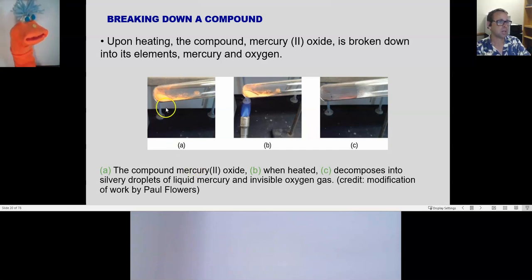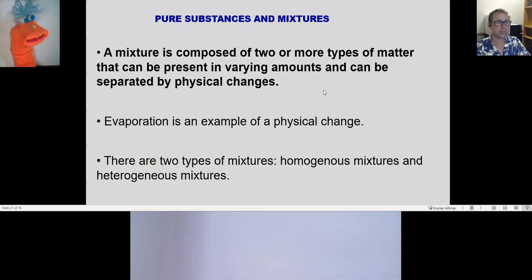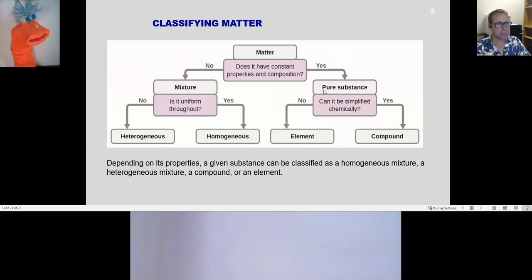An example of this is a compound called mercury oxide. You heat the mercury oxide and it breaks down into mercury and the oxygen leaves, right? So you just get mercury and oxygen in their elemental form. Okay? So now we want to talk about classifications, how we classify different compounds or different materials.